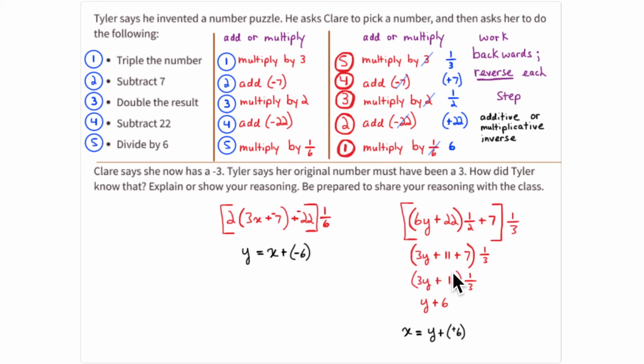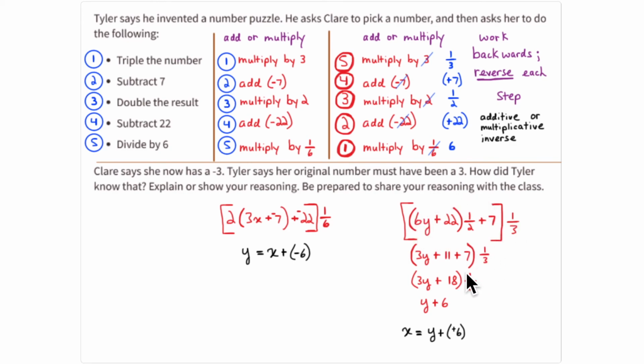All right, so to work backwards, we're going to use the same operation each time, but we're going to use either the additive or the multiplicative inverse. So this is 6y. So multiply by 6. It was, at the end, multiplied by 1/6, but now we're working backwards. So multiply by 6. Add a positive 22. Multiply all of this by 1/2. Add a positive 7. And then multiply everything by 1/3.